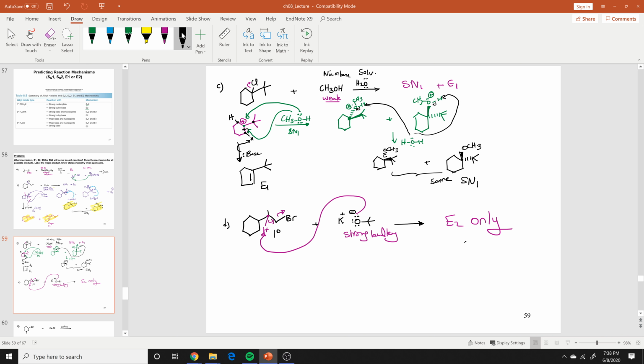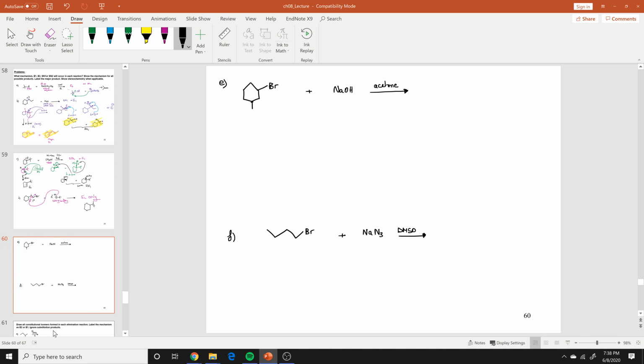And you're going to end up getting your alkene product in that case, and that is going to be my alkene product over here. Okay, I believe that I had a CH3 over there too. It's going to be my alkene product.